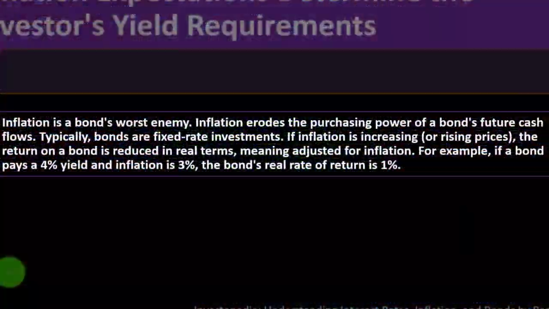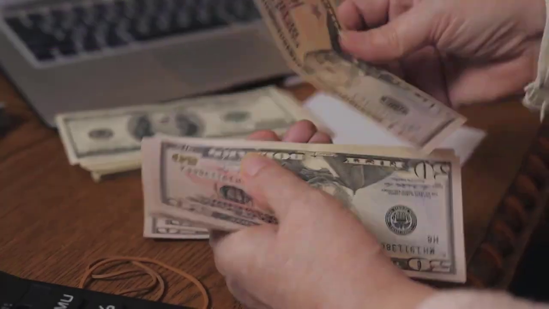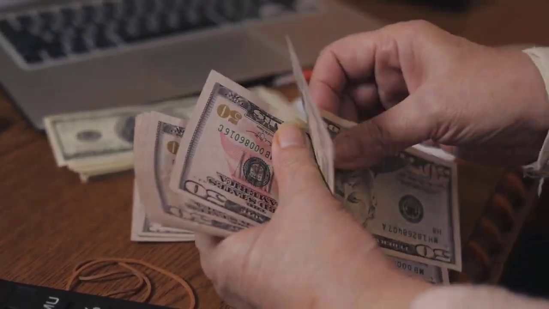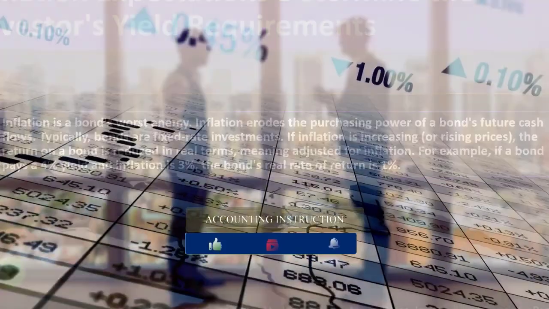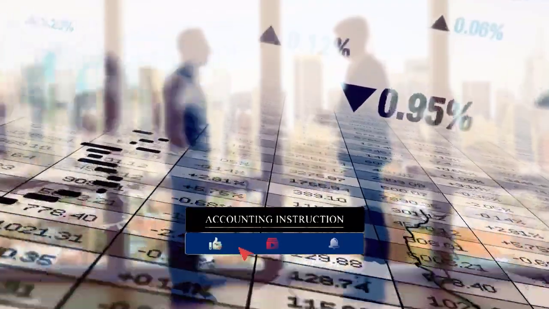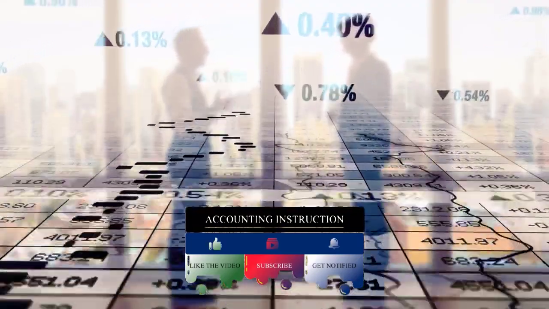So if inflation is increasing, or prices are rising, the return on a bond is reduced in real terms, meaning your real earnings are now lower, adjusted for inflation. For example, if a bond pays a 4% yield and inflation is 3%, the bond's real rate of return is 1%. So you're getting a return, but if the purchasing power of the dollar is going down, so inflation is going up by 4%, then in real terms you're actually losing money. You're losing purchasing power by 1%.